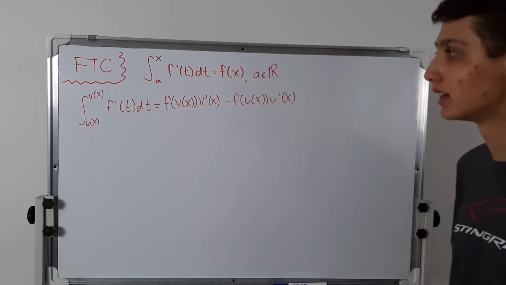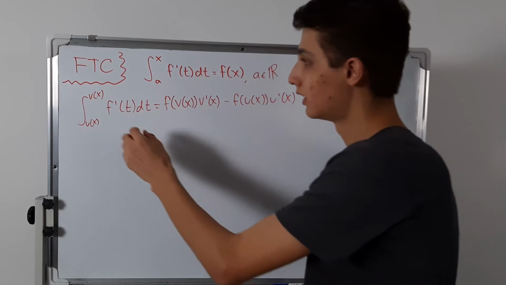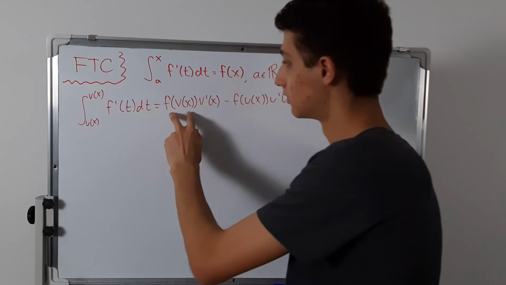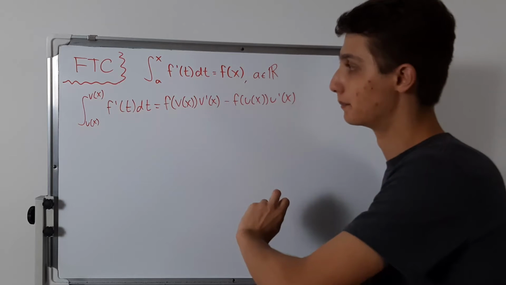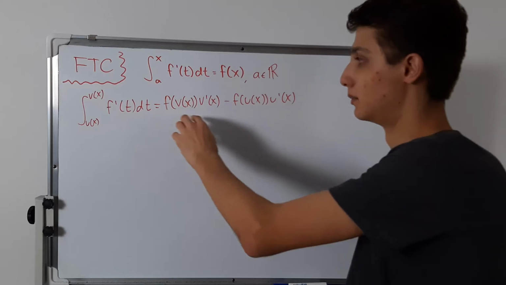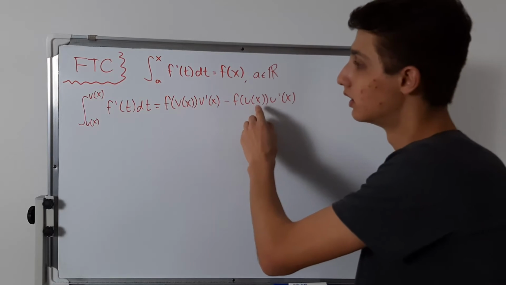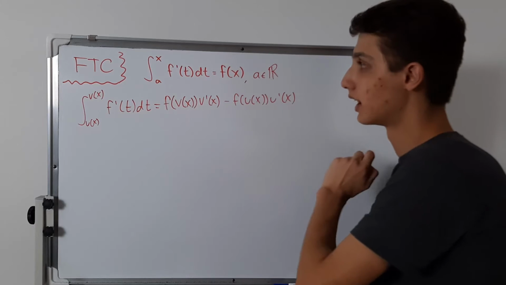Now you might be like, whoa, that's a lot. But it's really not that bad. Basically, instead of f of x, it would be f of v of x. So you basically just plug in v of x into here, and then also into here as well. Well, u of x goes in here, and then you just take the derivative of these guys.